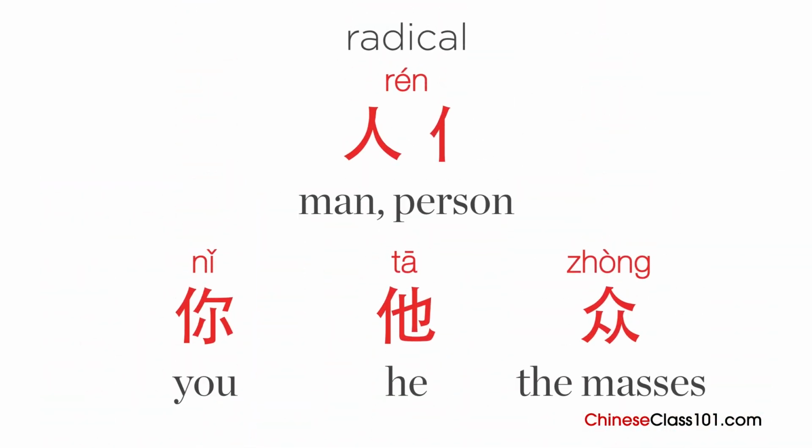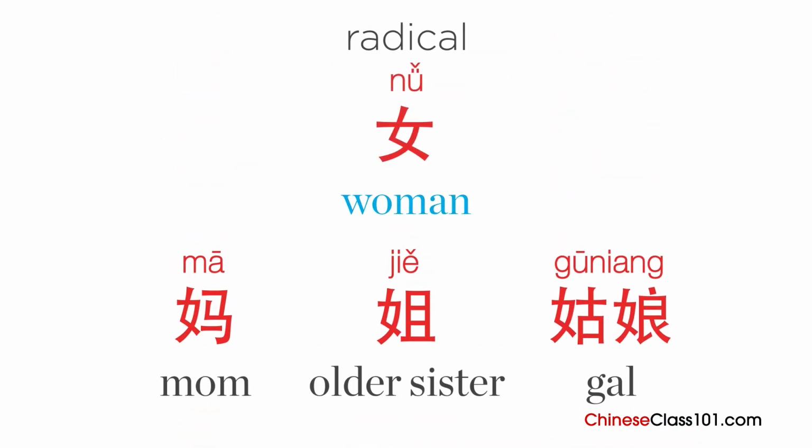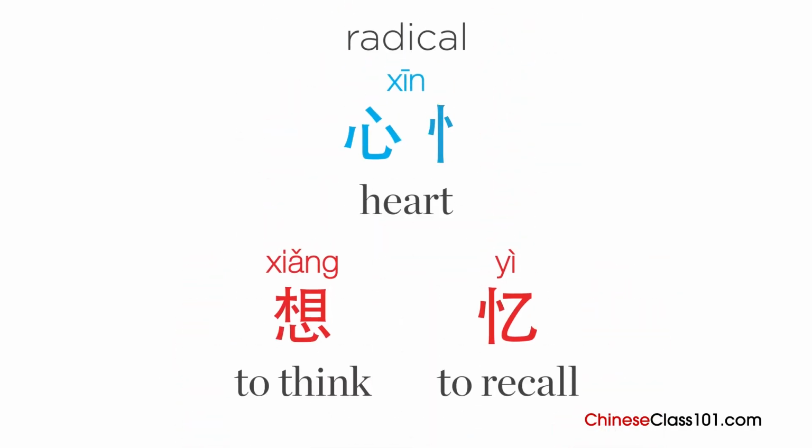Now we'll give you a few of the most commonly used radicals. 人 or its variation means man or person. It's present in words like 你, you, 他, he, 众, the masses. 女 meaning woman. It's in words like 妈, mom, 姐, older sister, 姑娘, girl. 心 or its variation means heart, 想, to think, 意, to recall.